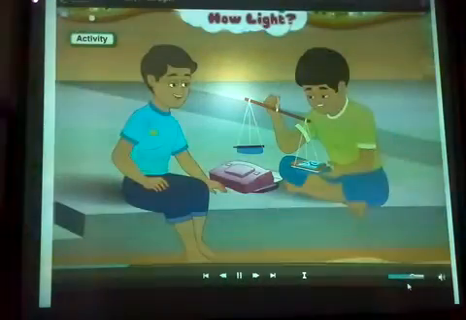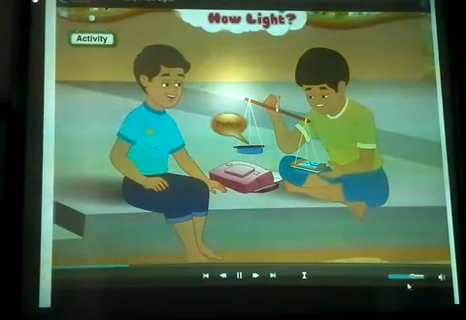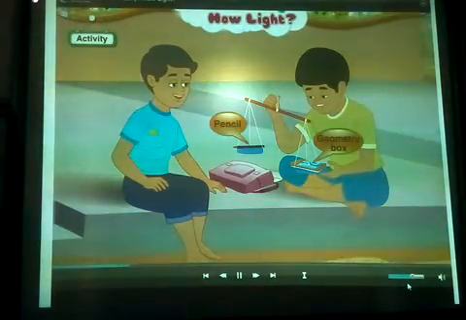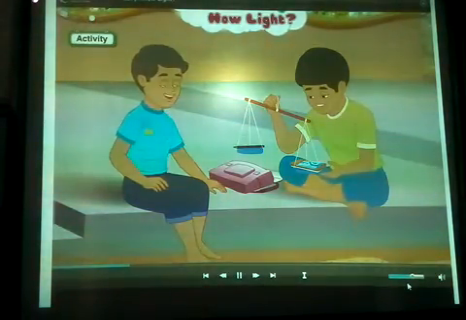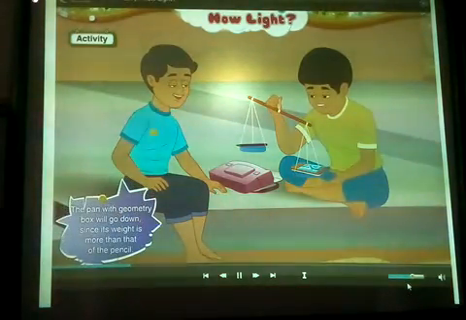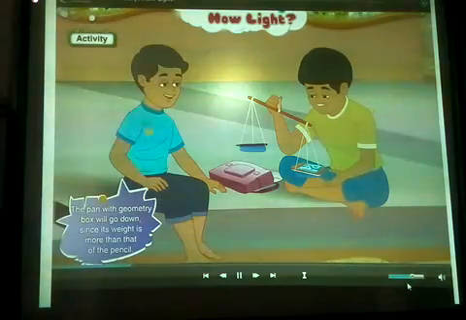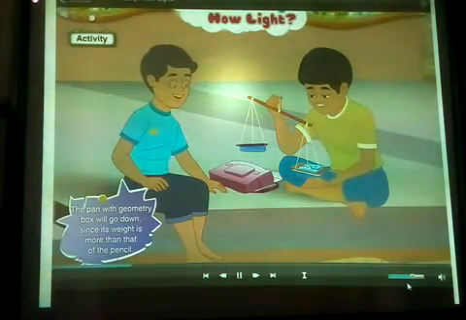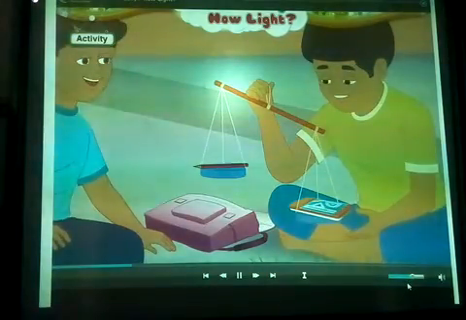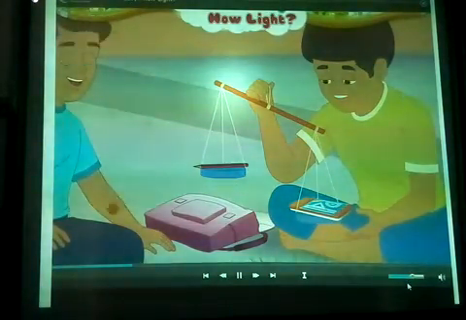Activity. Manu and Hale put a pencil and a geometry box in the 2 pans of the balance. Which pan will go down? The pan with geometry box will go down since its weight is more than that of the pencil. The picture drawn here shows the same.